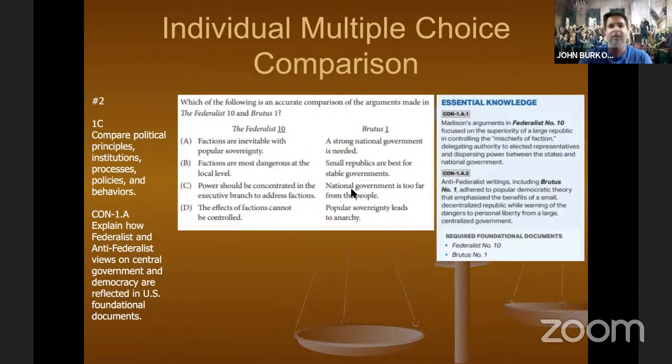This is wrong. Right? The effects of factions cannot be controlled. Popular sovereignty leads to anarchy. No, we can try to control it. Yeah. We got our answer. This is what's great about comparison questions. Once you've noticed that one of this column is wrong, just move on. Just keep going. Don't even look at this.